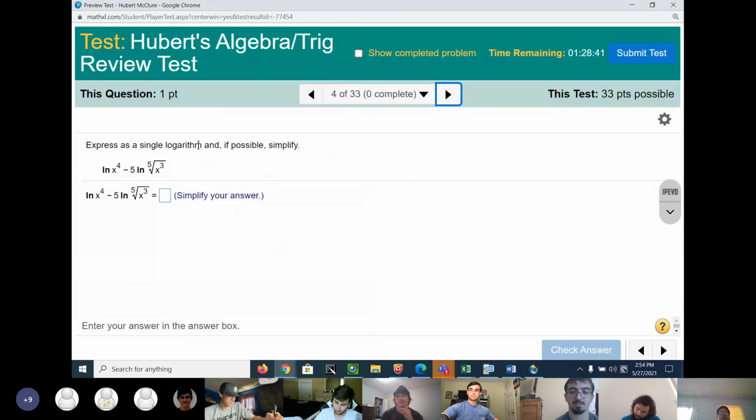Next, express as a single logarithm. Oh, I need to take that off. That one's too easy. Log x to the 4th minus log x to the, let's see, that's a 3/5 exponent over index times 5. 3/5 times 5, the 5's cancel and that's to the 3rd power. So log x to the 4th minus log x to the 3rd is log of x to the 4th over x to the 3rd, which should be log of x.